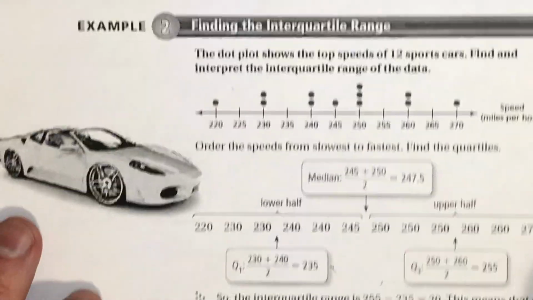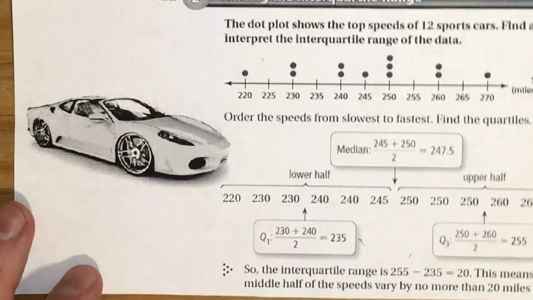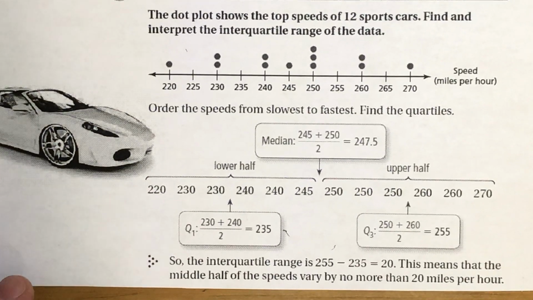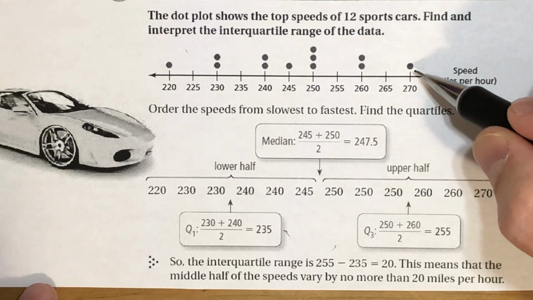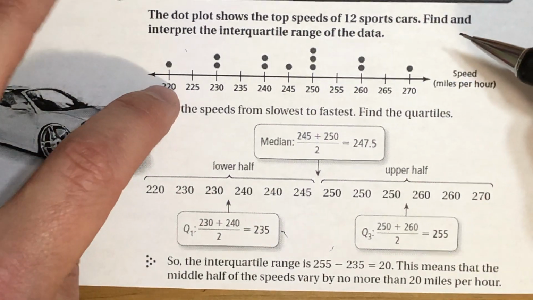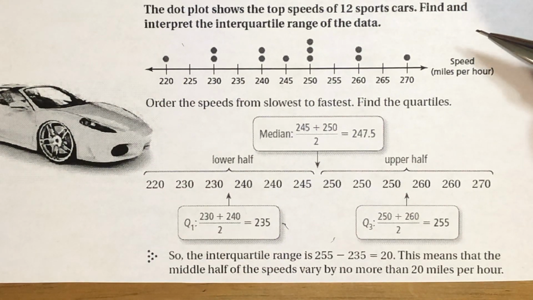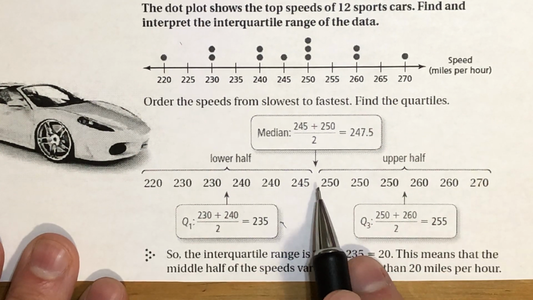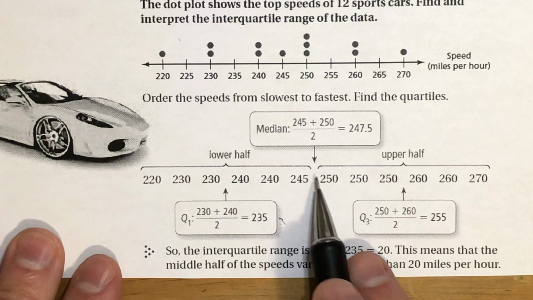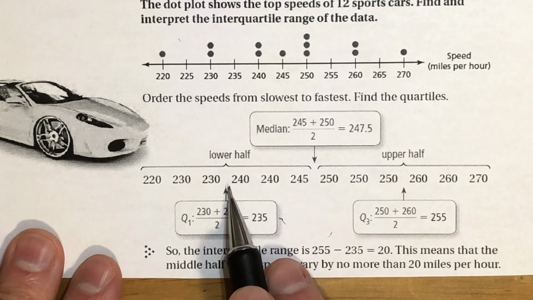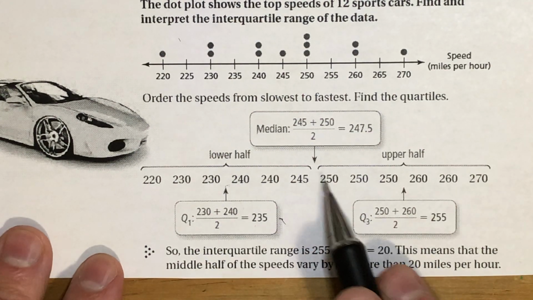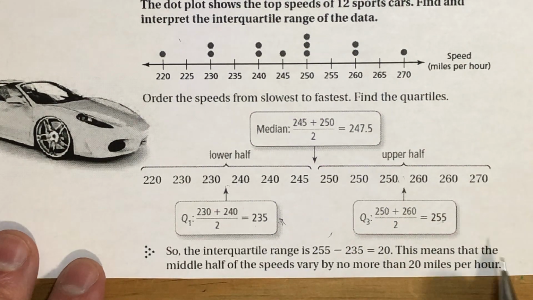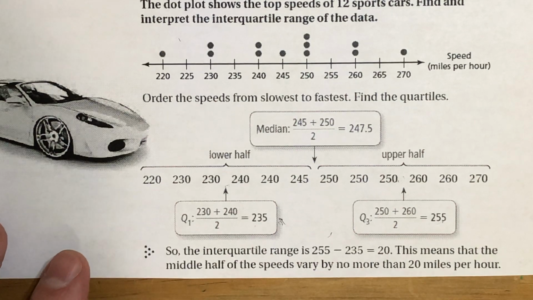So here's a word problem that they created. It shows the top speeds of 12 sports cars. Okay, and when you look, you can see the highest. We're definitely interested in that, and then the lowest. Okay, first, after we put them in order, we can immediately find where the middle of our data is, and then we can find the middle of the lower half of the data, which is clearly 235, and the middle of the upper half of the data, which is 255.